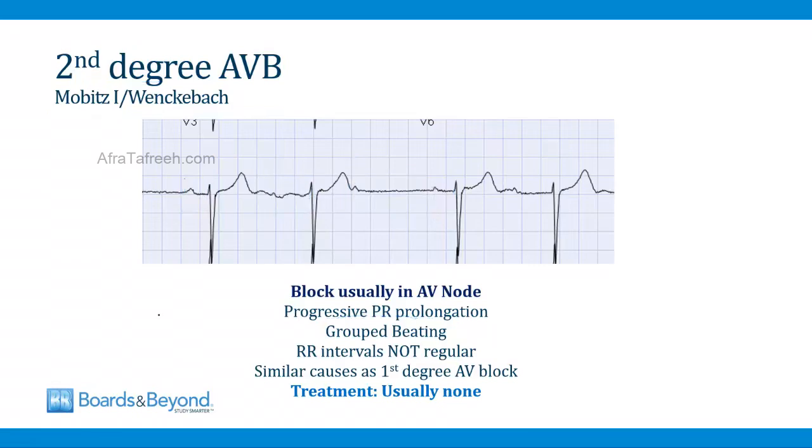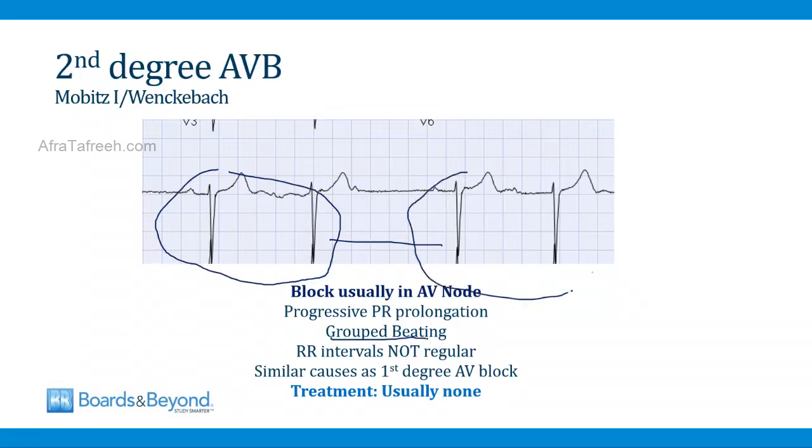So that's a classic finding of Mobitz type 1 or Wenckebach: progressive prolongation of the PR interval followed by a dropped beat. I've cleared away my ink so I can show you another classic finding of Mobitz type 1, and that is called grouped beating. If you look at this tracing on the screen, we've got two QRS complexes together, then we have a pause, then two together. That's called grouped beating, and that's a classic finding in Mobitz type 1 or Wenckebach.